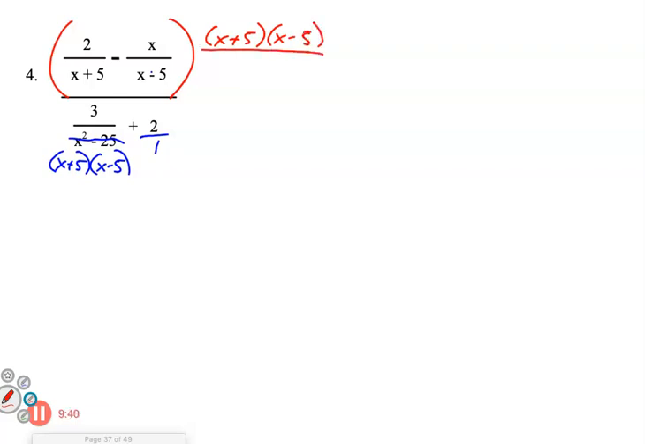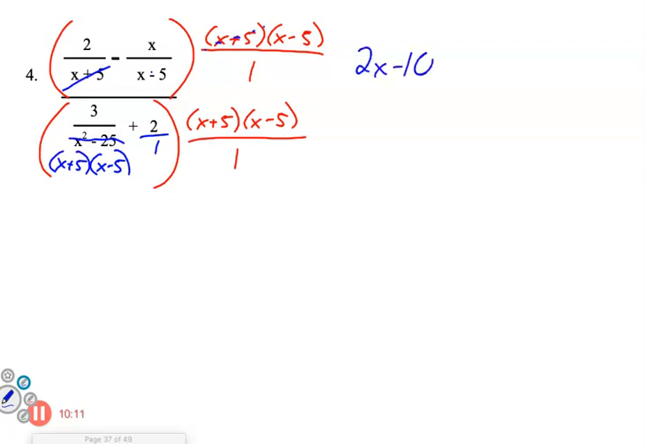So I take the whole top, and I'm going to multiply by that. And then I take the whole bottom, and I'm going to multiply by that. Okay? My goal is to clear a bunch of fractions out. So in this first fraction, when I multiply it by this, x plus 5 and x plus 5 are going to cancel. So I would have 2 times x minus 5, which gives me 2x minus 10.